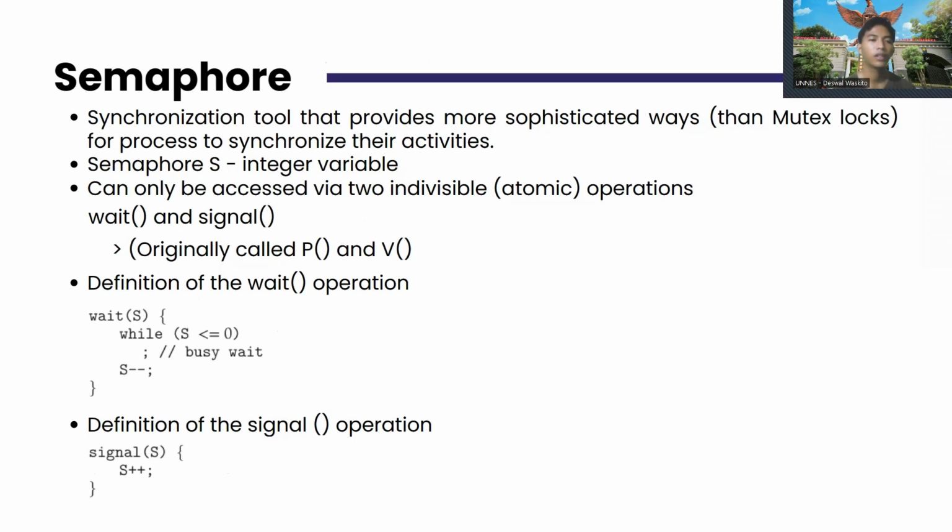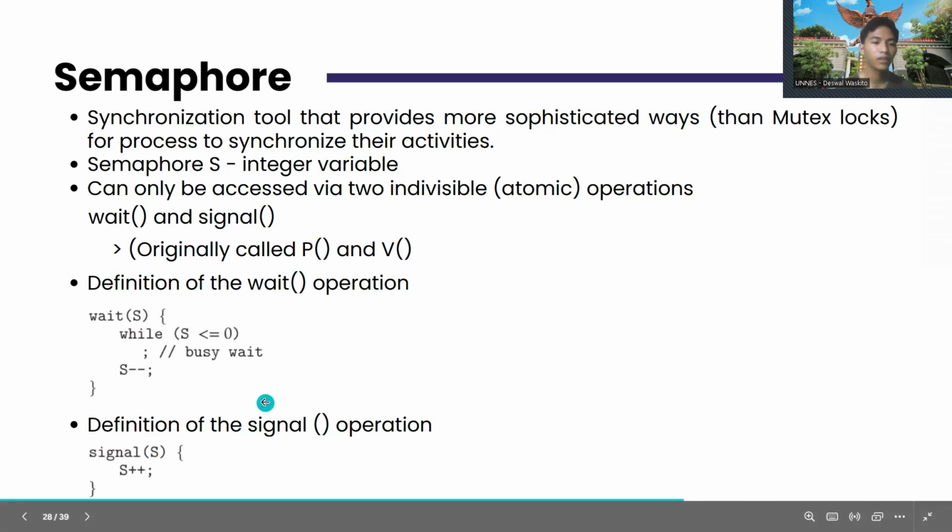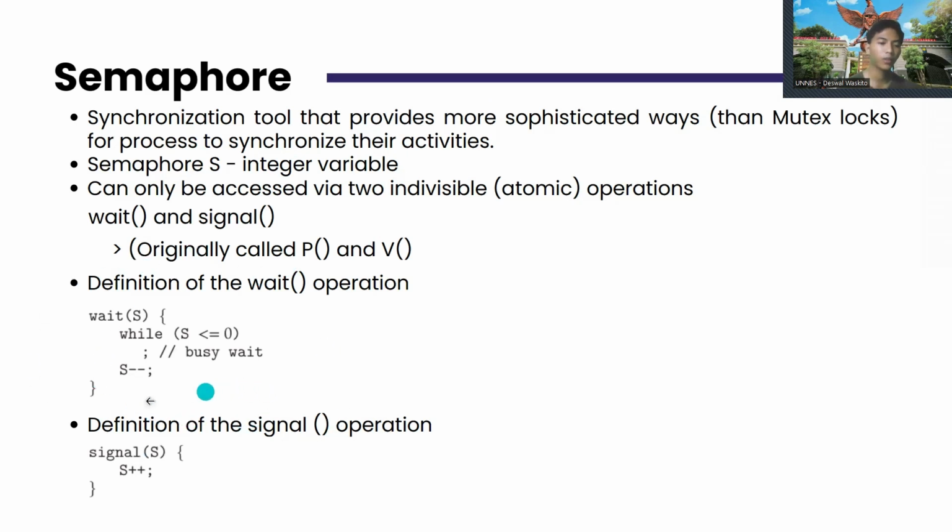activities. A semaphore, as we call it, is an integer variable that can only be accessed via two indivisible atomic operations, wait and signal, originally called P and V. The definition of the wait operation is like this, and the signal operation is like this.